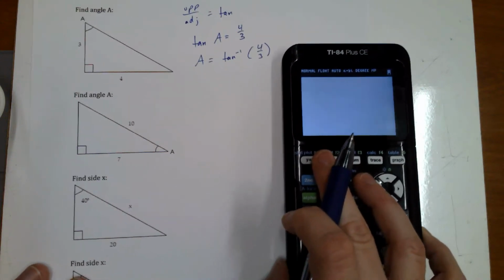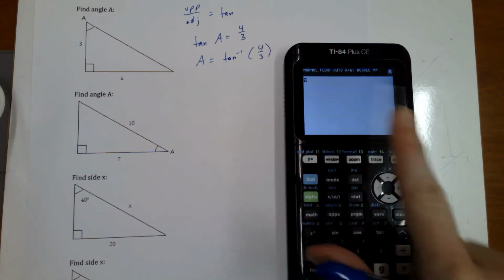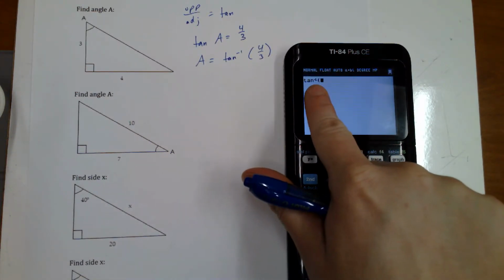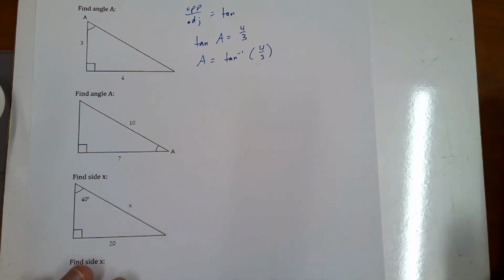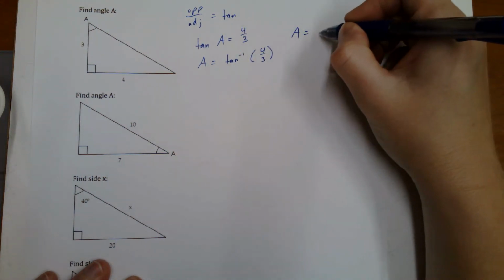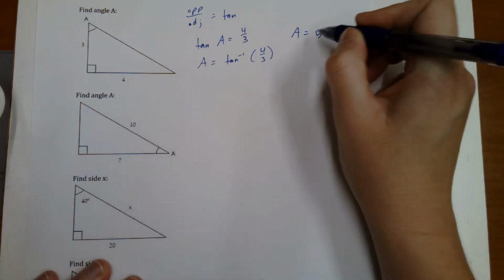Let me just show you that on my calculator. I'm going to hit second and then tan, and it should show up as that little tan minus 1. I'm doing it all at once, so I'm going to put that 4/3 in parentheses. It looks like my angle is approximately 53 degrees. I'm going to keep one decimal point and call that 53.1 degrees.